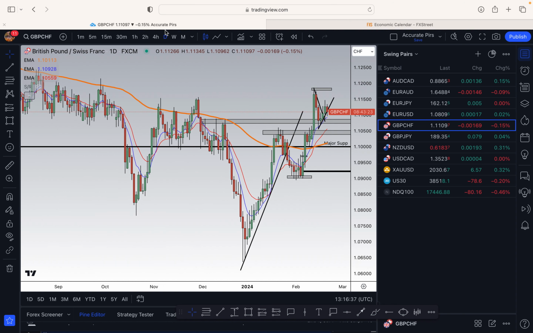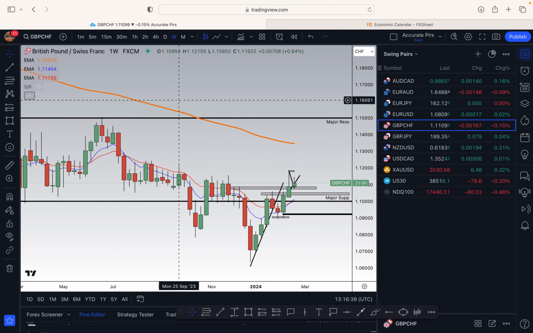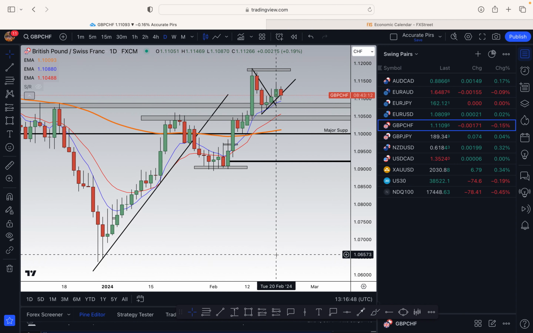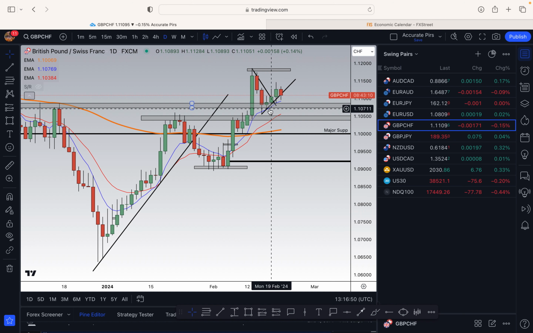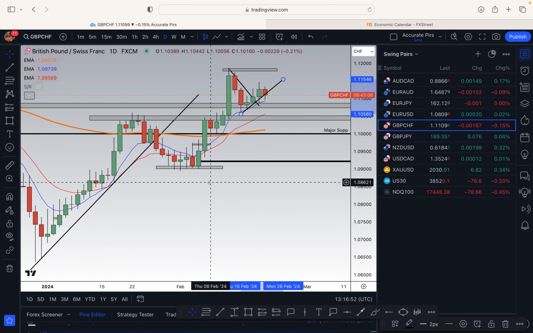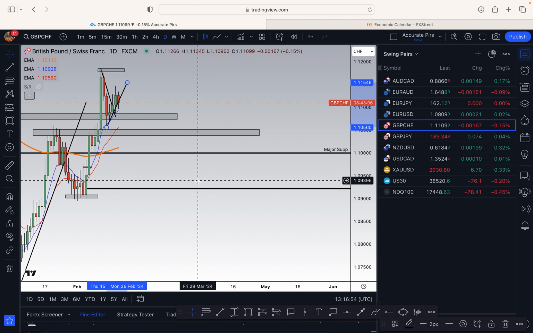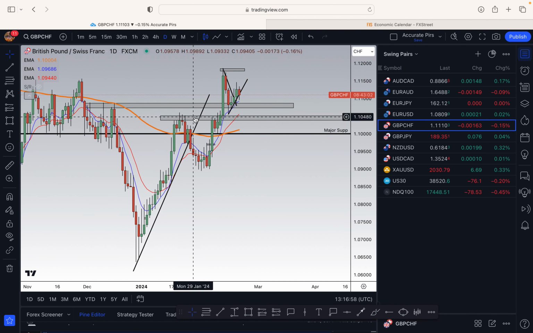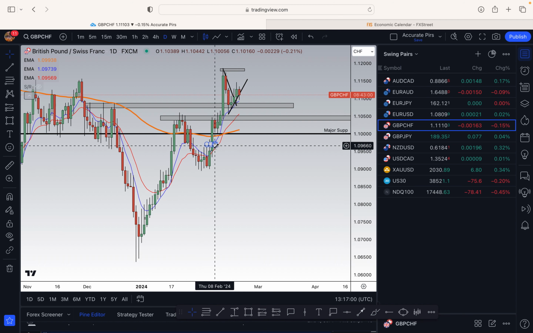Cool. GBP CHF, literally the last few weeks has been a strong momentum towards the upside. It's not showing running out of steam at all. So if you go into the daily, it's clean. Yeah, it is looking, I need to clean this up a bit because it is looking messy. But I'll be honest with you, I don't see this coming down anytime soon.